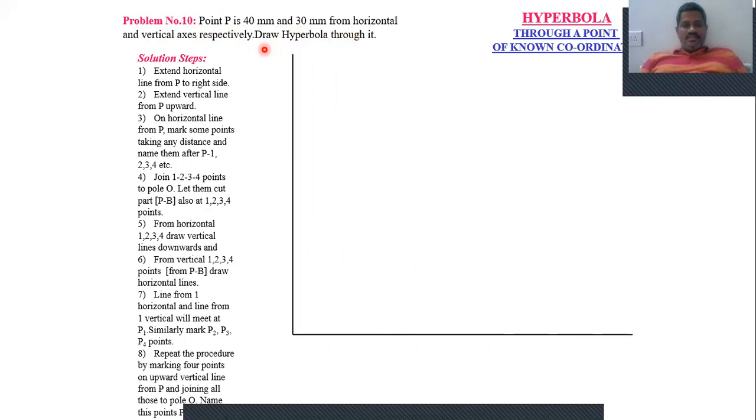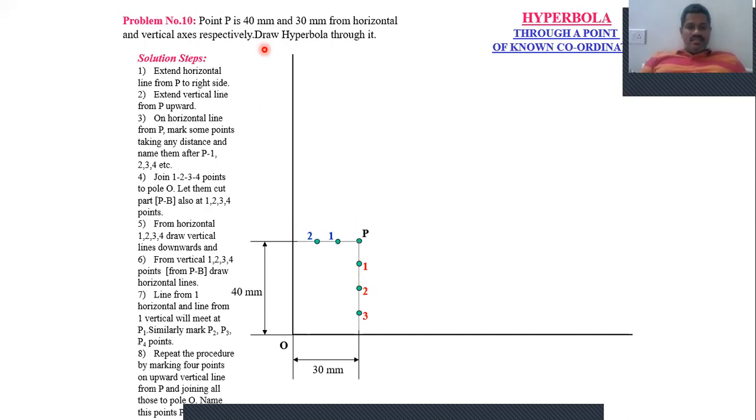So locate the x-axis and y-axis origin point, then locate the point, which is at 30, 40 like this, which is 30 mm and 40 mm. Then divide the vertical distance of the point into 4 equal distances or convenient equal distances. If we take more divisions, we will get more points and a smooth hyperbola. Then divide the horizontal length into convenient equal divisions like this. So in this case it is 3.